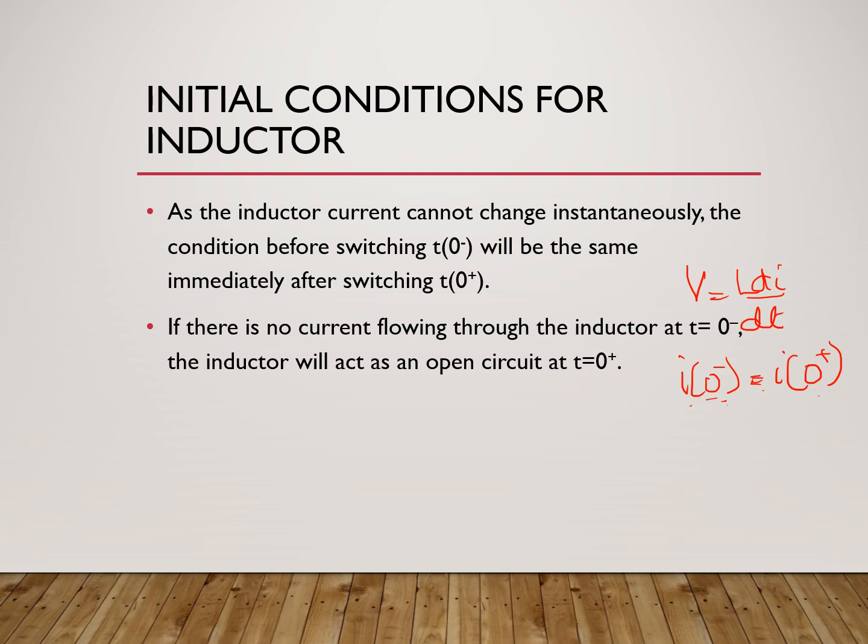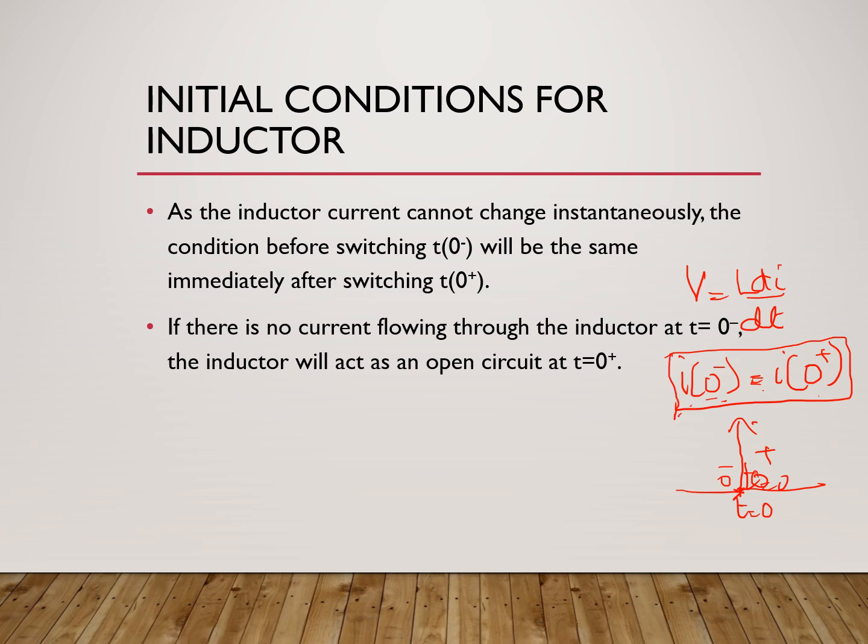So what is 0 plus? We already discussed this. Suppose this is t is equal to 0, and from here we start measuring the time. The t is equal to 0 is the time when we are changing the position of the switch. It can be turned on or off, whatever. Just before that we have 0 minus, and just after that we have something called 0 plus. So 0 plus is what happens just after switching. If the inductor current was 0 before, then immediately after switching also it will not change instantaneously, so the current remains 0. That is what is defined by this equation, I0 minus is I0 plus.